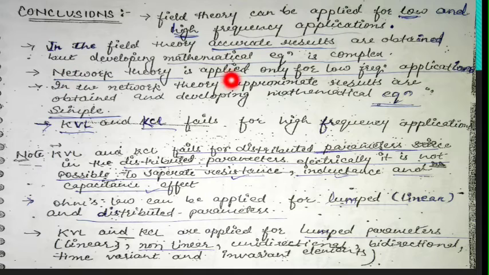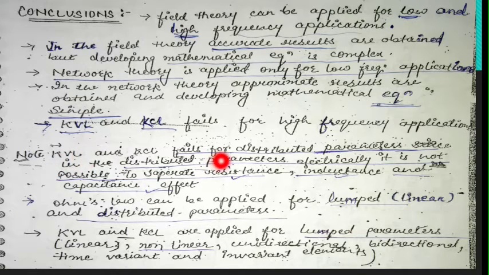And network theory is applied for low frequency applications. In network theory, approximate results are obtained and developing mathematical equations is simple. Okay, and KCL and KVL fail for high frequency applications, so we need not apply the KCL and KVL equations for high frequency. Note, there are some important notes, please keep them in mind.